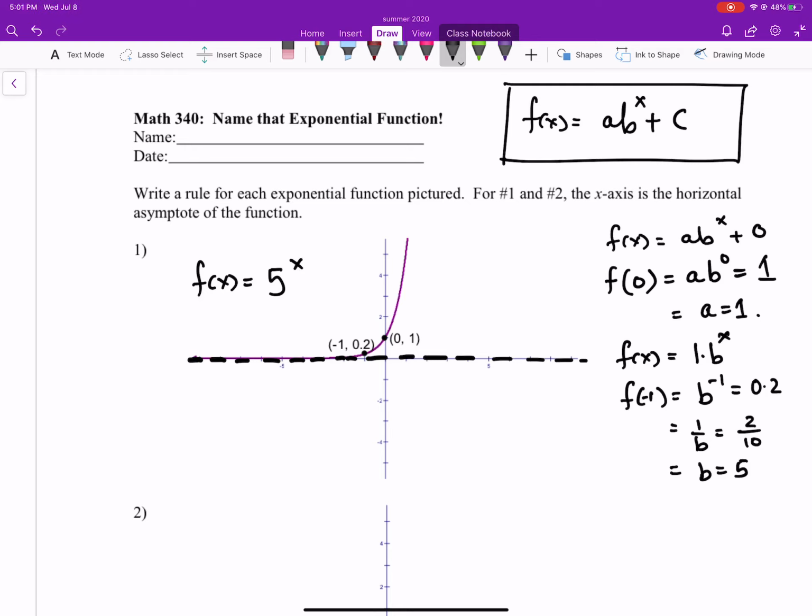It's 1 times, but we don't have to write the 1. So that becomes the exponential function, and it should make sense. You can see that a is greater than 1, so the graph is increasing from left to right. It's passing through 0, 1. So I'm feeling good that I got the right information about this graph.